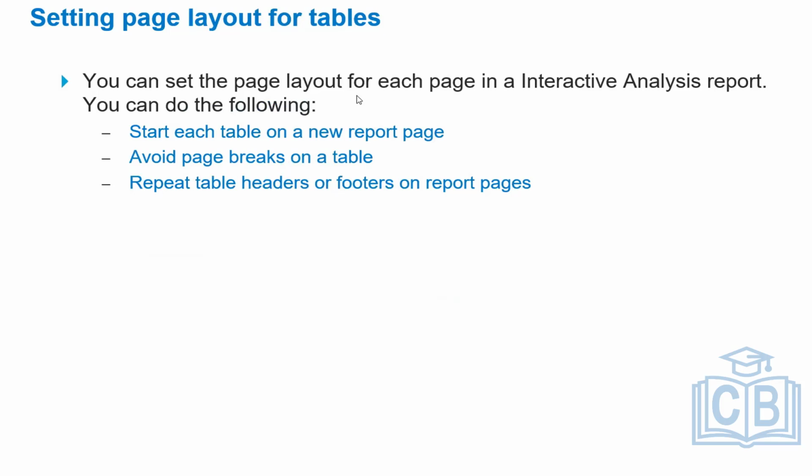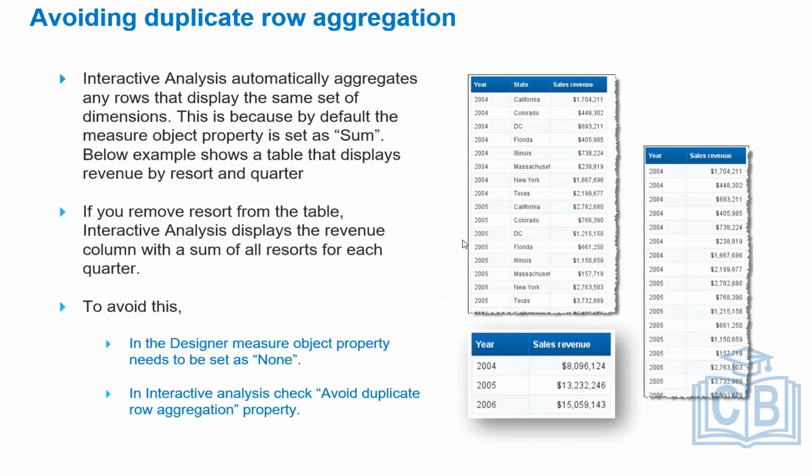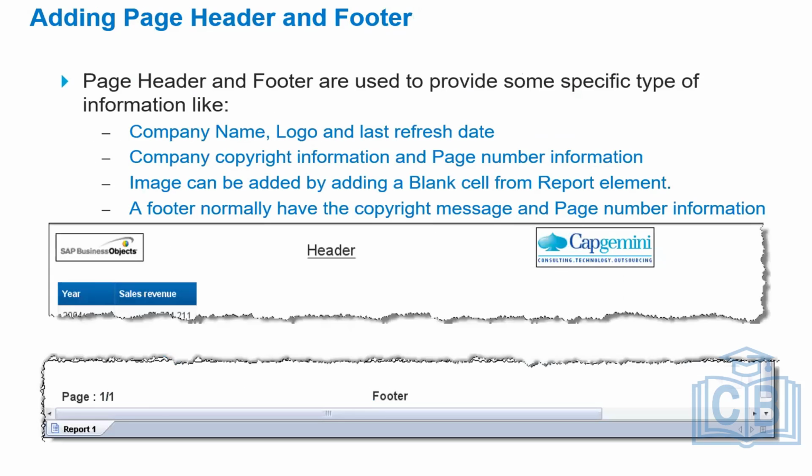Setting page layout for tables. As I told you, repeat table headers or footers on report pages. If you click on that, it will repeat. Otherwise, we will not see the table headers. So those kinds of options are there. And also we can avoid duplicate row aggregation using the properties that I can tell you later.